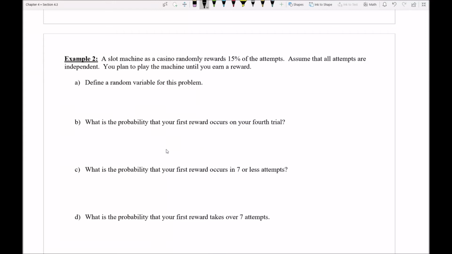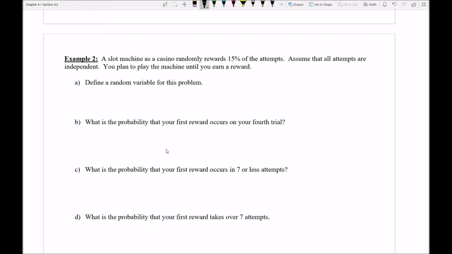So let's take a look here at example 2. A slot machine at a casino randomly rewards 15% of the attempts. So every time someone plays, there's about a 15% chance that they actually hit the jackpot. Now assume that all attempts are independent. So what happened on the last play of this slot machine doesn't affect what happens next.